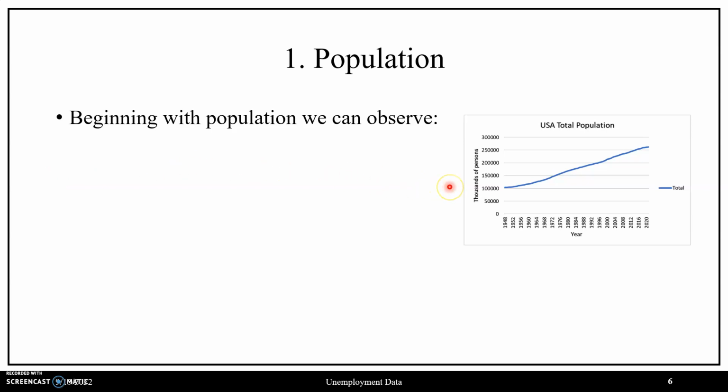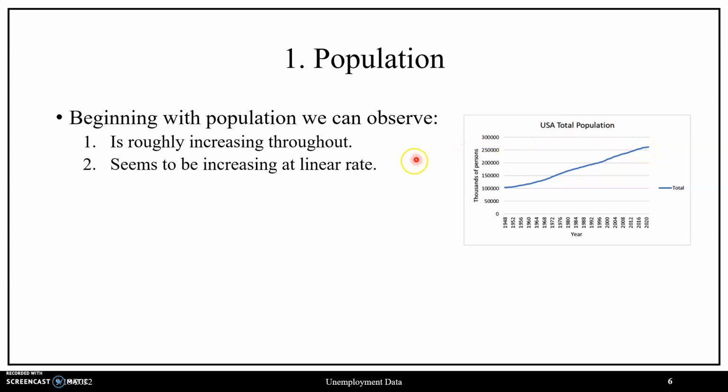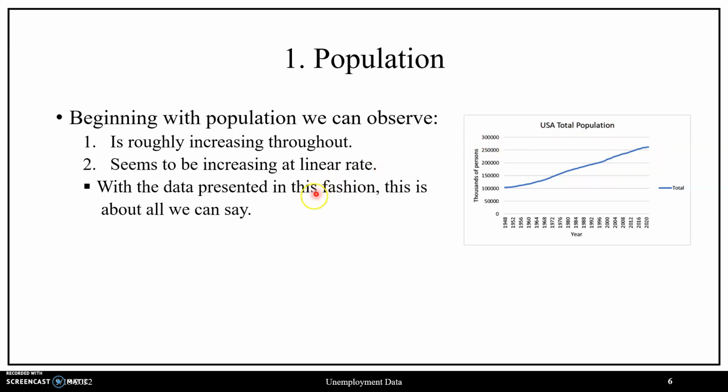With this in mind, let us proceed by starting with the population of the United States, in which we have our run plot on the right. Years is going to be on the horizontal axis, and thousands of persons is going to be on the vertical axis. Upon inspection, we see as time progresses, the population of the United States seems to be roughly increasing throughout, and seems to be roughly increasing at a linear rate as well.